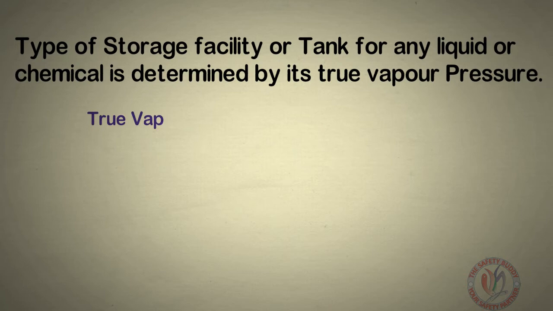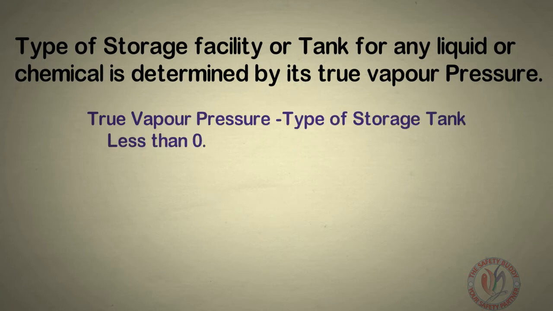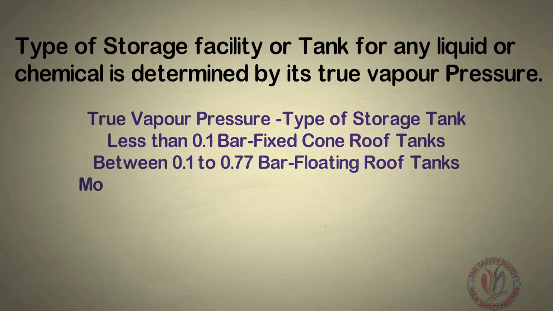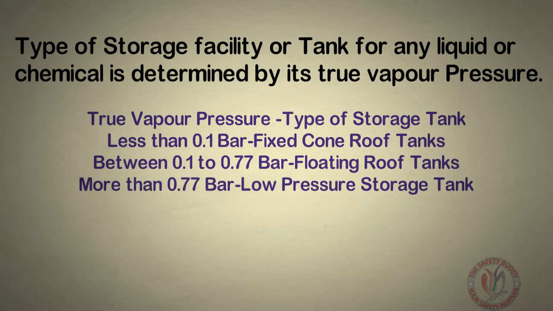Let's see true vapor pressure and what type of storage tank will be selected for storage. If true vapor pressure is less than 0.1 bar, then fixed cone roof tanks shall be selected. If true vapor pressure is between 0.1 to 0.77 bar, then floating roof tanks will be selected for storage, and if it is more than 0.77 bar, then a low pressure storage tank is going to be selected.